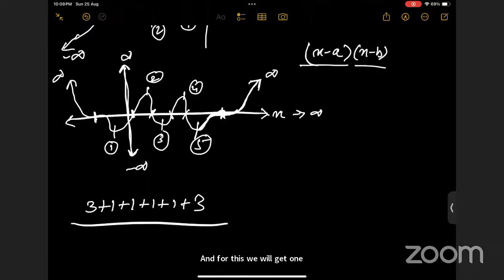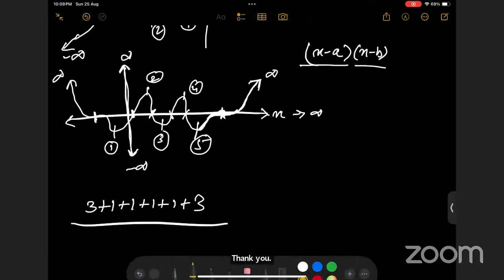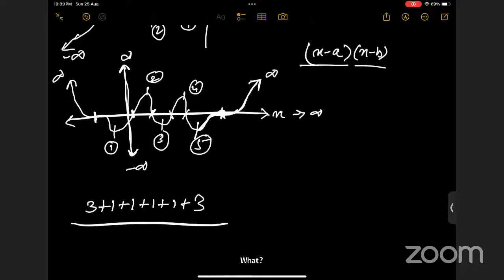So are you not clear with it? Please mark the points you are talking about. I'm just talking about the x-intercepts. Okay, this is one x-intercept. Here the degree will be odd. Here it will be 1. Here the degree is 1. Here the degree is 1.